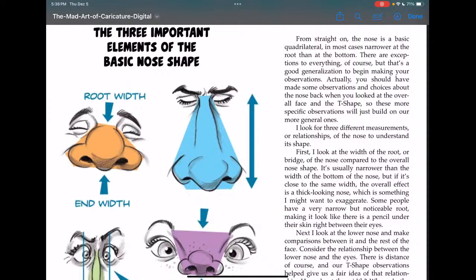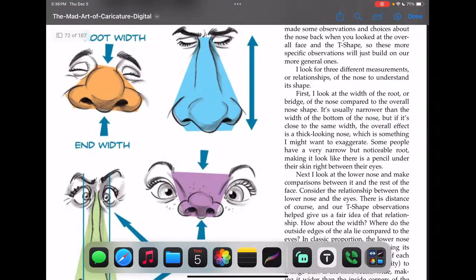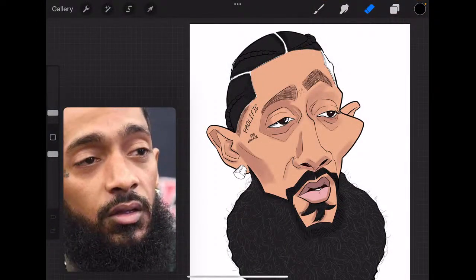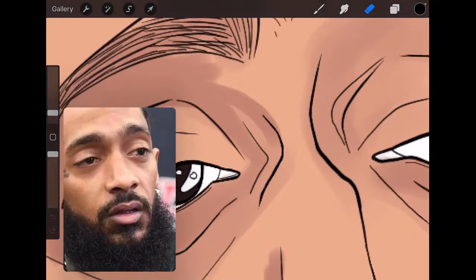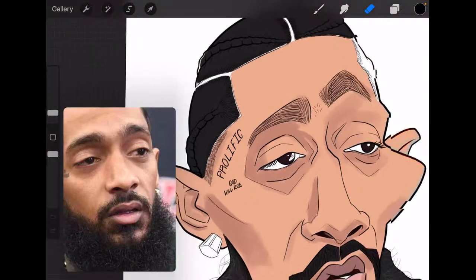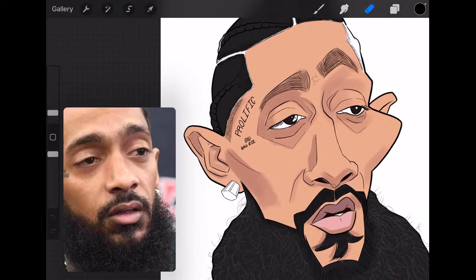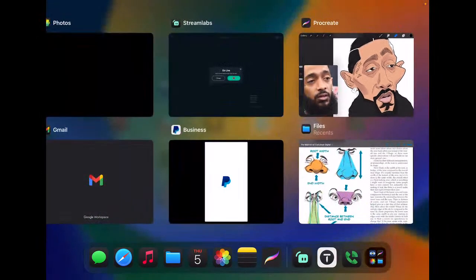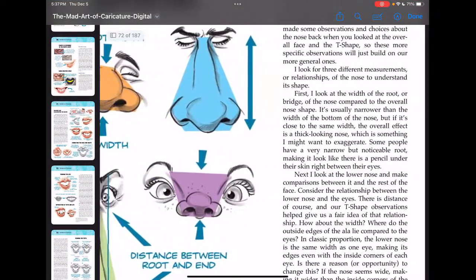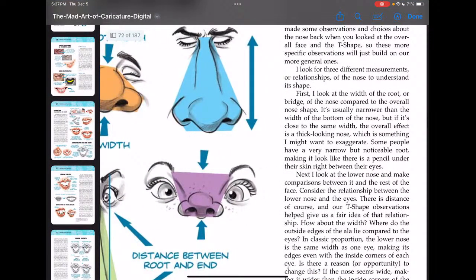Some people have a very narrow but noticeable root, making it look like there is a pencil under their skin right between their eyes. Let me see. Let's compare it to this Nipsey Hussle. So I think his root is very thin, and I kind of try to put that in there. The bottom is significantly wider than the root. So I could go in and try to exaggerate the root thinness by bringing these two lines closer together.